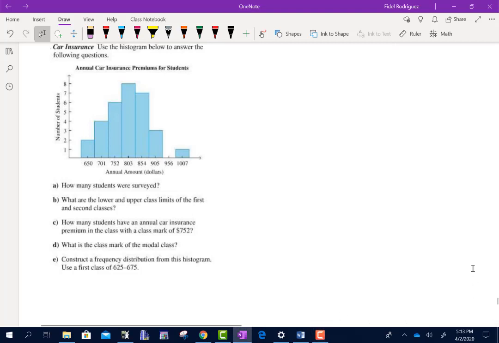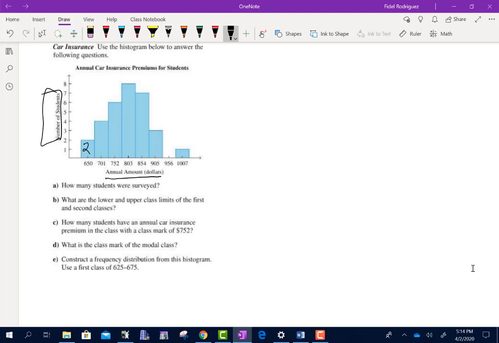Okay, so coming back to this problem right here, let's see. It says car insurance. It says use the histogram below to answer the following questions. Okay, so let's take a look here. We have the annual amount in dollars. That's what each of those bars represent, and the number of students. Okay, so the first question says how many students were surveyed?